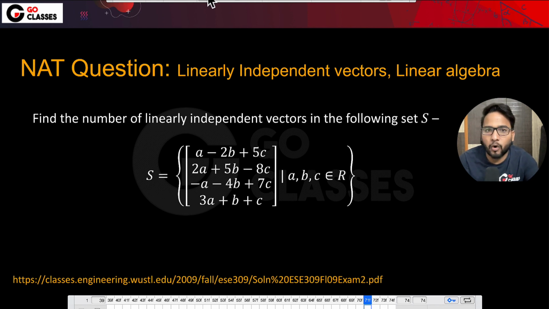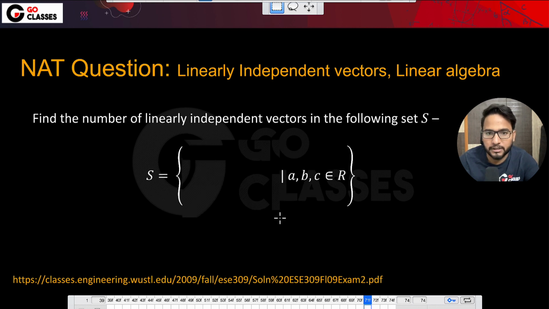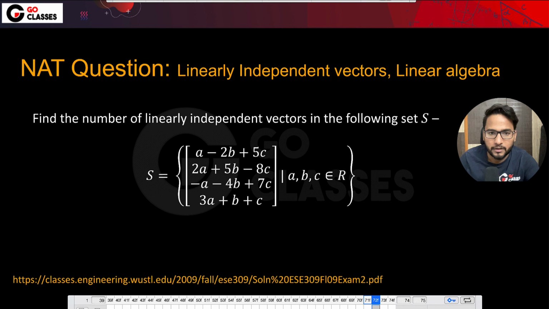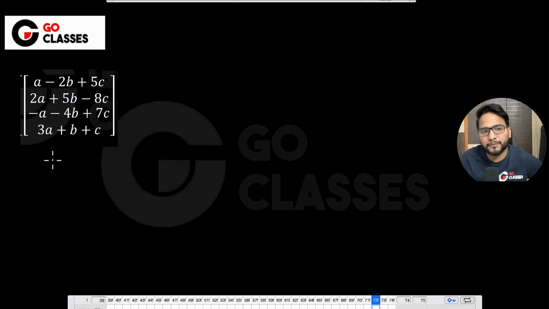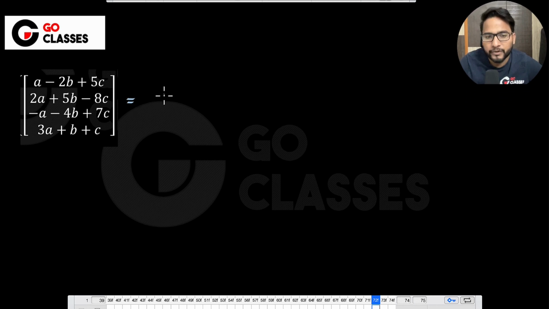So maybe I can copy this particular set, whatever is given there, on the next page and then I can show you. Okay. So what we can do is decompose this particular parametric form into a linear combination of some vectors, right?